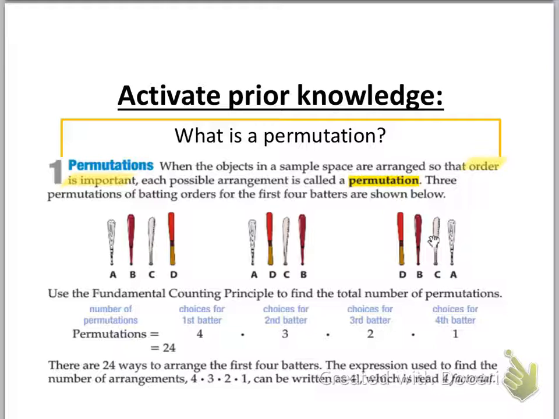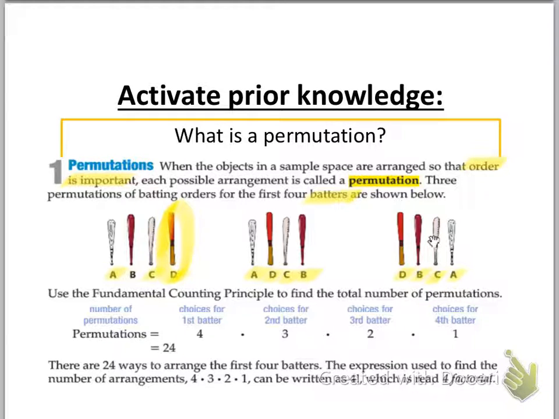So if you look at these bats here below, they are to represent each batter and the order in which they are going to bat. So person A is first, then B, then C, then D. Or person A is first, then D, then C, then B. Or person D is first, then B, then C, then A. And the order in which they bat matters. I don't know how much you know about baseball, but you want your best hitter to be the fourth, because then they can hit a home run and get everybody home.